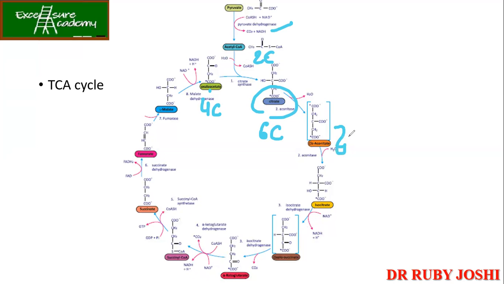The step they have shown in the brackets is actually very unstable, so it immediately converts into isocitrate. So we have got citrate, aconitate, isocitrate, alpha-ketoglutarate, succinyl-CoA, succinate, fumarate, and malate. All these steps we will now be discussing singly.